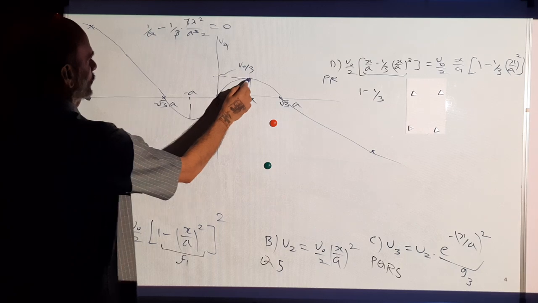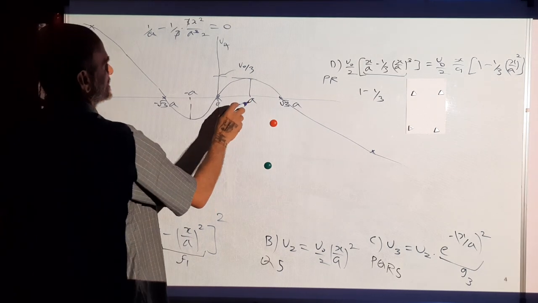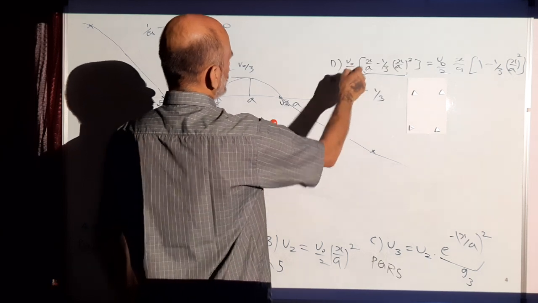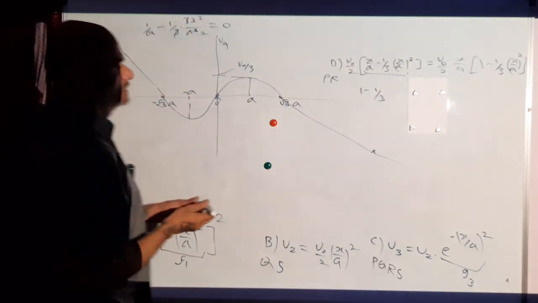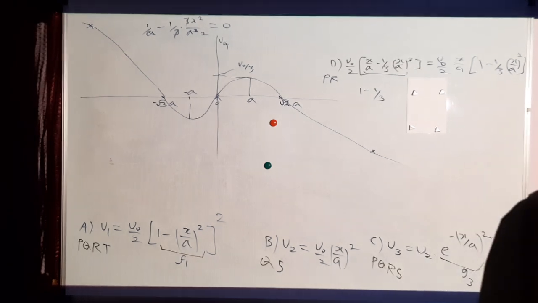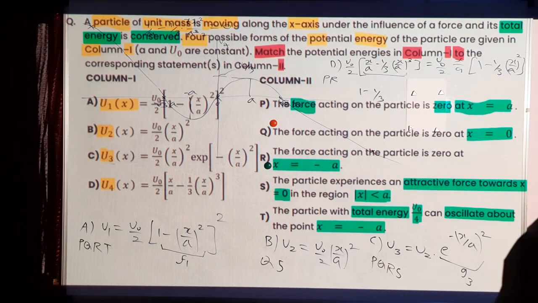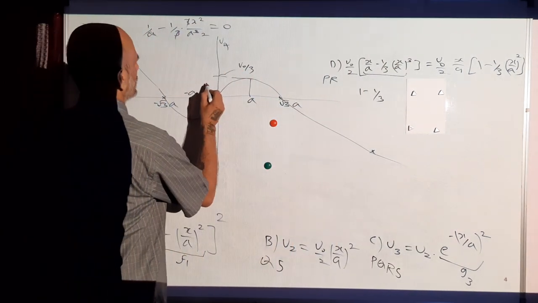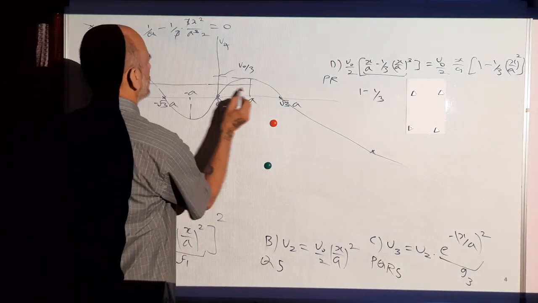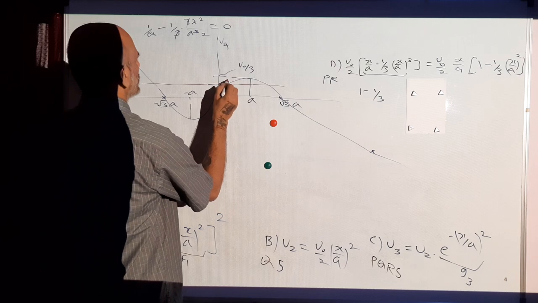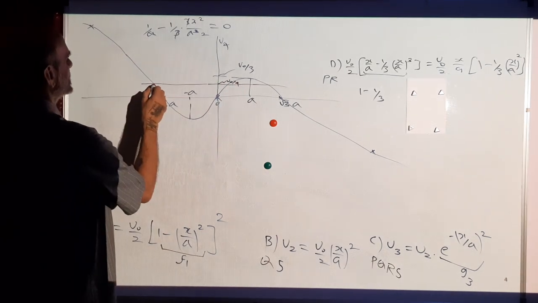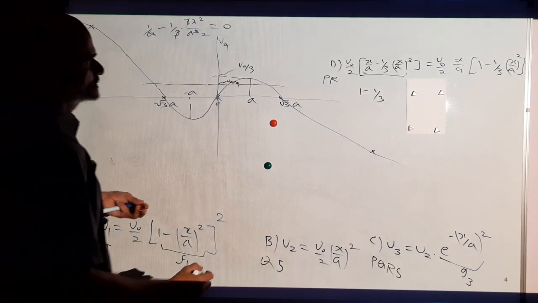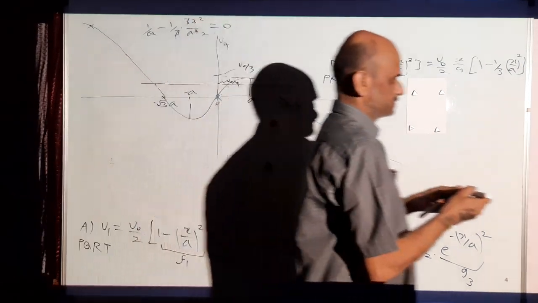To get the value of U at this point, put x equal to a, that's the same as saying x by a is 1. So 1 minus 1/3 is 2/3, the 2 and 2 will cancel, so it's U0 by 3. And the energy in statement T is U0 by 4. So U0 by 4 will be somewhere here at this level. So if the particle is here, it can oscillate about this point. So statement T is true for option D.